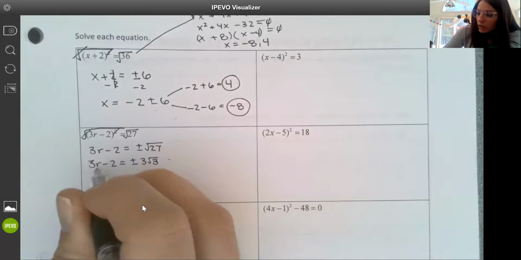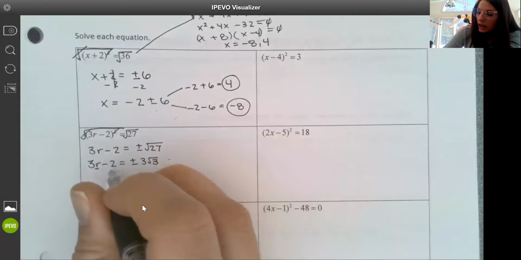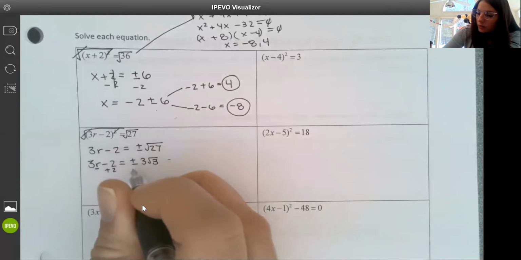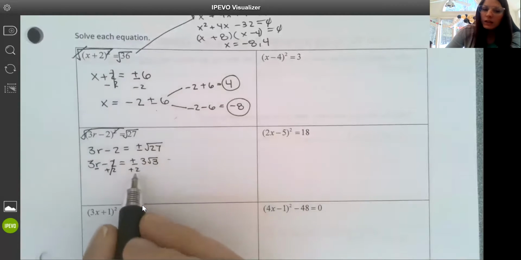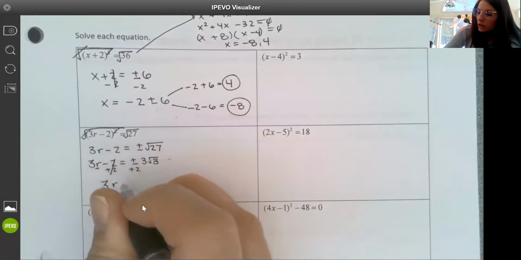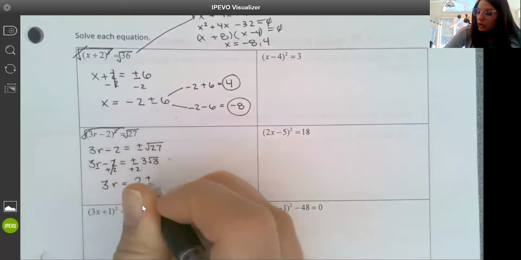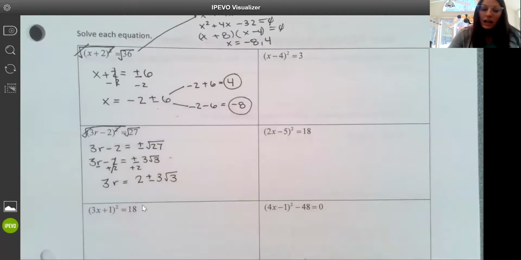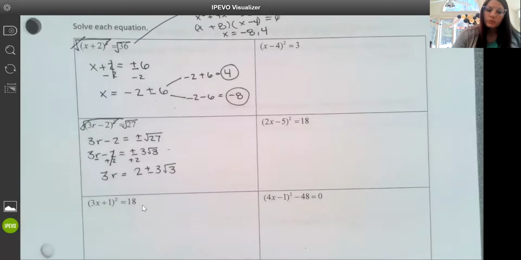Now, to isolate my variable, to get r by itself, I'd add 2 to both sides. These are not like terms, so I cannot combine the 2 and the 3 rad 3. So I'm going to leave it as 3r equals 2 plus or minus 3 rad 3. And I can't combine those. They're not like terms, as they were up here.